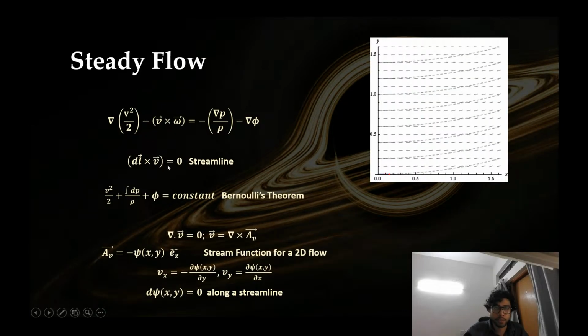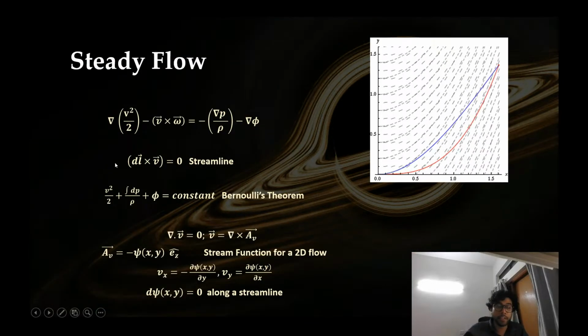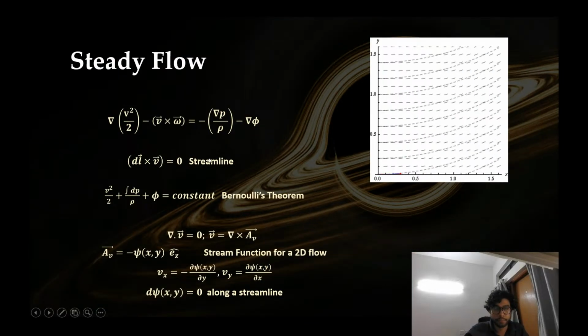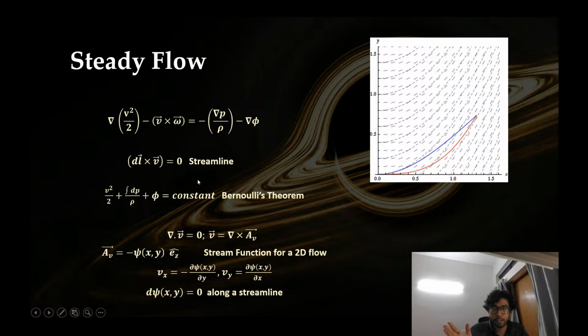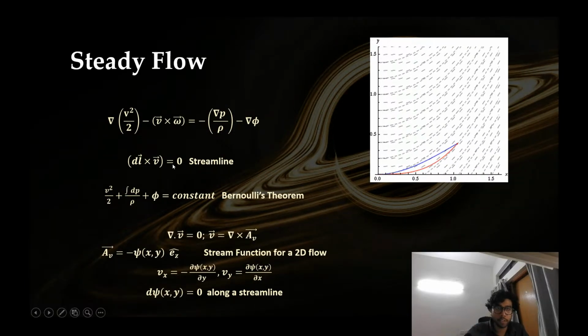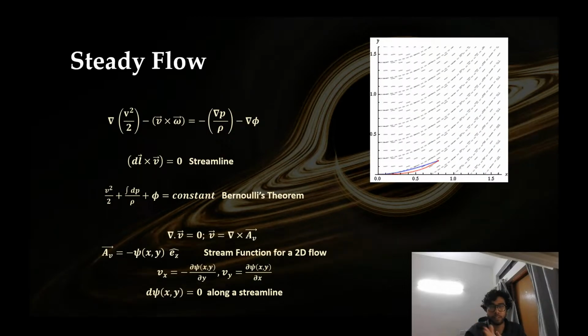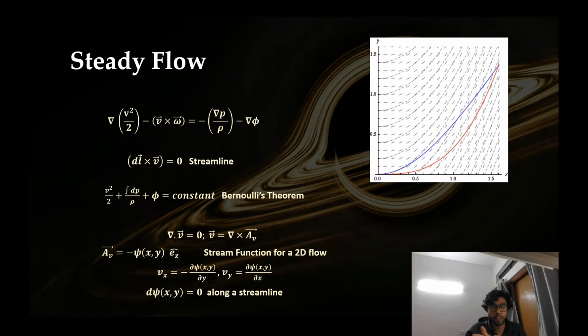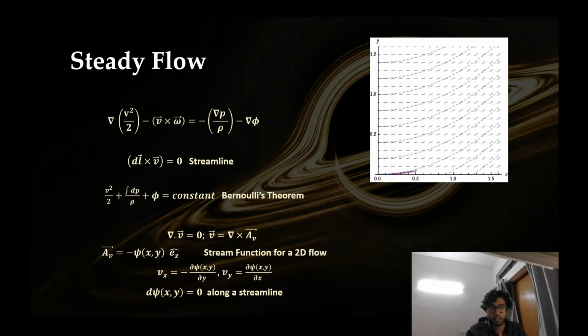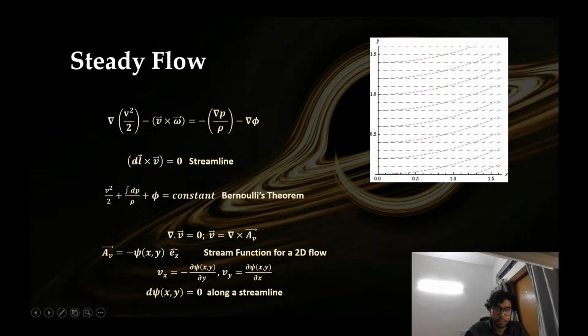So the mathematical definition of a streamline is v cross dl equals 0. Because it is tangent to the velocity field, the cross product should be 0. As I said, if you have two vectors in the same direction, their cross product would be 0. So that's the definition of a streamline.